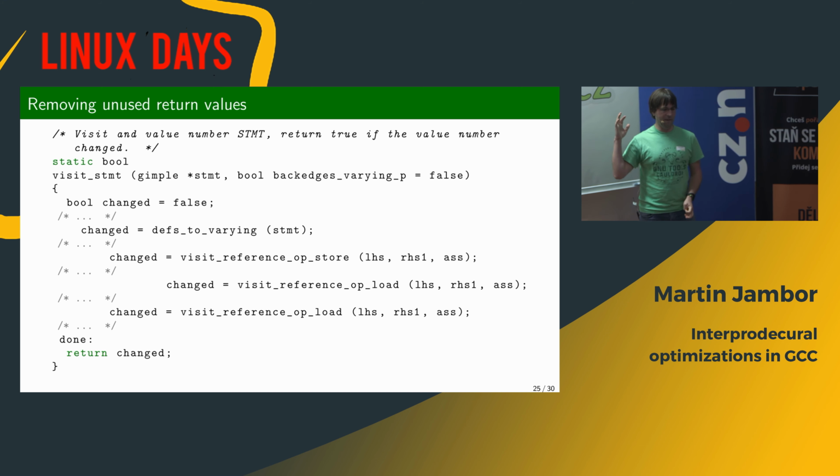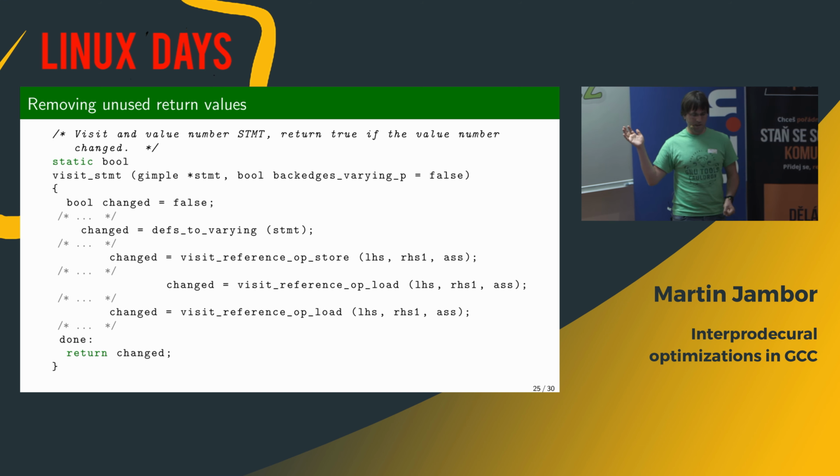We do have in value numbering the function visit statement, which returns true if the value number for the result of the statement has changed after the function processed it. And it diligently calculates this. It gathers the changed bit from all the helper functions it calls.